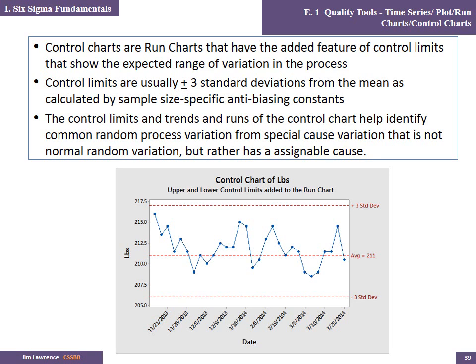They're really the ones in statistical software, or if you calculate by hand, you'd go to tables, and they calculate the control limits. So if you were to hand calculate standard deviation using a standard formula, it wouldn't quite match what you get on control charts because they use these adjusted constants for the spread of the data based on sample size. The control limits and trends and runs of a control chart help identify common random process variation from any special cause variation that is not normal and random and natural to the process, but rather something that has likely some assignable cause.